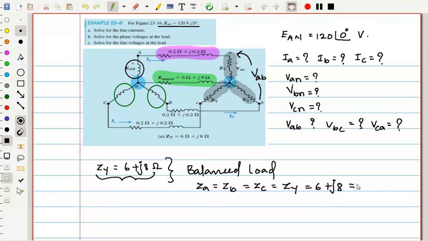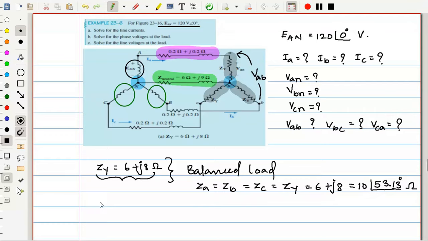6 plus j8 is 10 at an angle of 53.13 ohms. See, the A phase impedance magnitude is 10, the B phase impedance magnitude is also 10, similarly C phase. And the angles of these all are 53.13 degrees. So all individual impedances have the same angle and the same magnitude. That's why this is a balanced load.